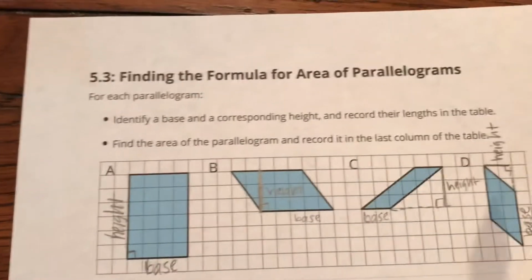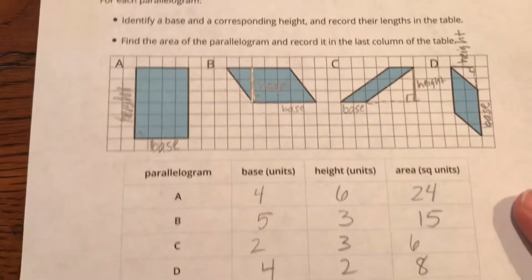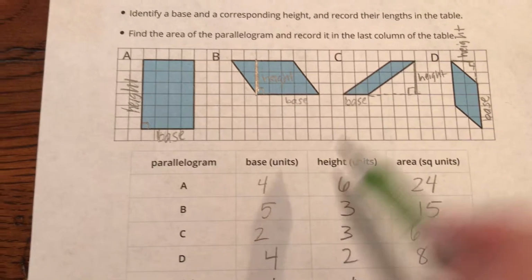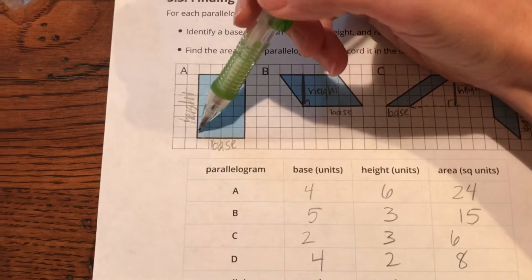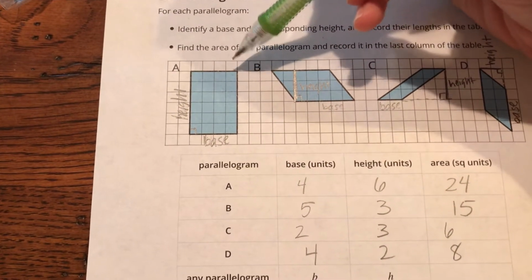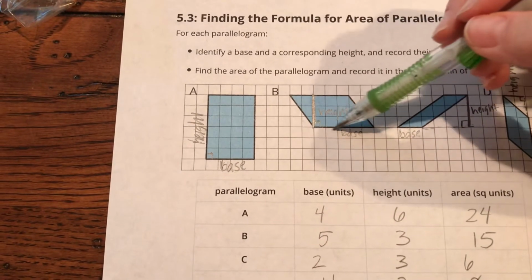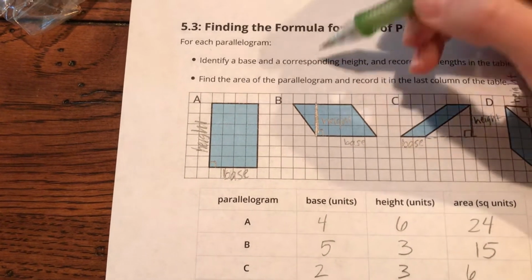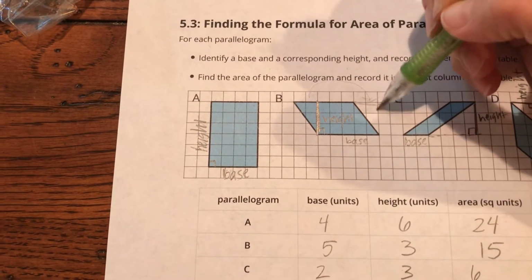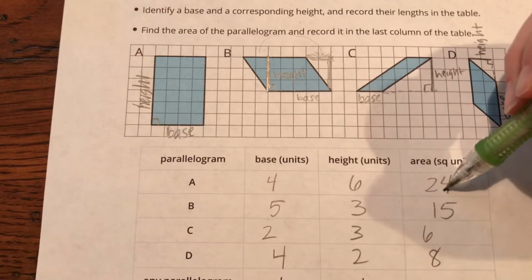Okay, so then record their lengths in the table, find the area of the parallelogram, and record it in the last column. So I counted the base for each of the parallelograms and the height. So 1, 2, 3, 4 is the base, and 6 is the height. I recorded that here. That was simple enough to calculate. It's a rectangle, so 6 times 4 is 24. That's the area. Here on this one, the base was 5, the height was 3. And if you imagine taking the triangle over and filling it in here, then we would have a 5 by 3 rectangle and the area would be 15.